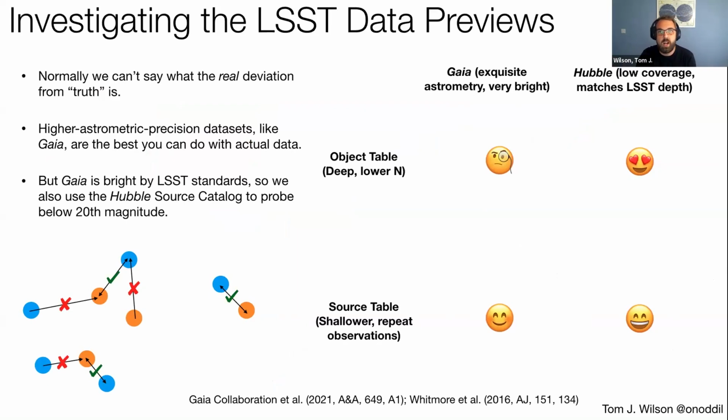So we have to turn to higher astrometric precision data sets, which in today's day and age means Gaia, really. But Gaia is frustratingly bright for LSST, so we supplement this with the Hubble source catalog to go below the Gaia completeness limit, giving us in what follows this 2x2 matrix of investigations that will be performed using two different truth tables to compare to the coadd object table and the visit-based source table, which introduces again this idea of repeat observations, because now we do actually have multiple observations of the same bit of the sky.